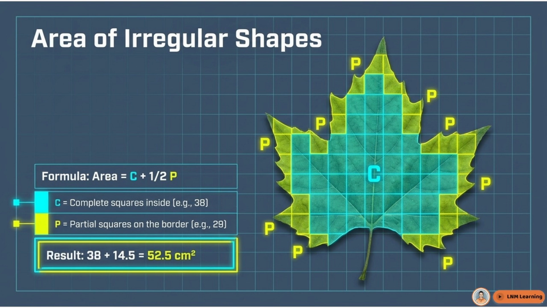Now let's apply the magic formula here. Area equals C plus half of P. In this example, we have 38 full squares and 29 border squares. That is equal to 38 plus half of 29. And half of 29 is 14.5. So 38 plus 14.5 gives us 52.5 square centimeters. And there you go. The curvy shape is measured.